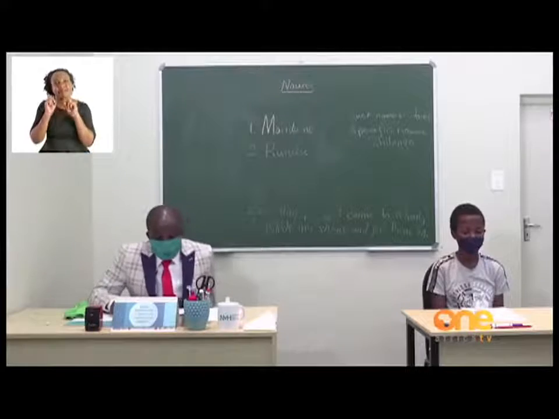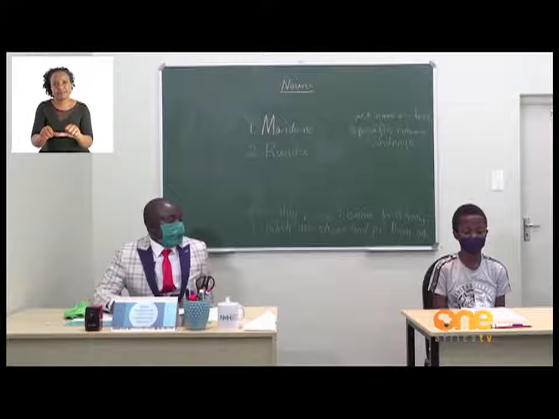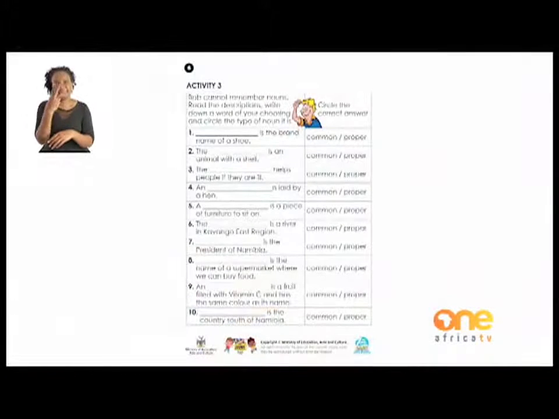Let us proceed to activity 3. This is on page 6. It says, Bob cannot remember nouns. That word Bob there is a proper noun, okay? Read the descriptions, write down a word of your choosing, and circle the type of noun it is.